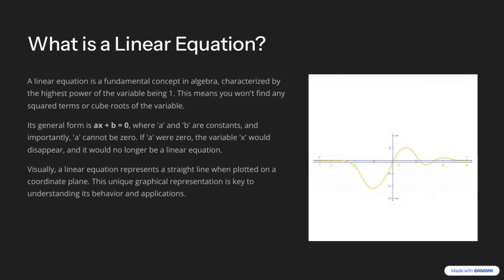A key characteristic of a linear equation is that the highest power of the variable x is 1. This means you won't see any squared terms or roots of x in the equation. Recognizing this helps us distinguish linear equations from other types of algebraic expressions. So, what exactly is a linear equation? It's a fundamental concept in algebra because of its simplicity and versatility. It describes a straight line, and understanding its form and properties allows us to solve many practical problems efficiently.